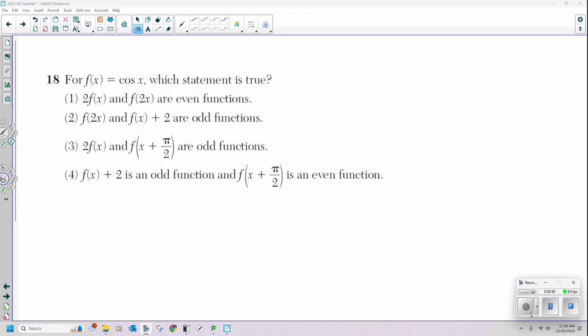Problem number 18 is another one of those problems that's kind of like an outlier problem. They really don't ask about even and odd functions too frequently on these tests. So this type of material doesn't get that much attention.